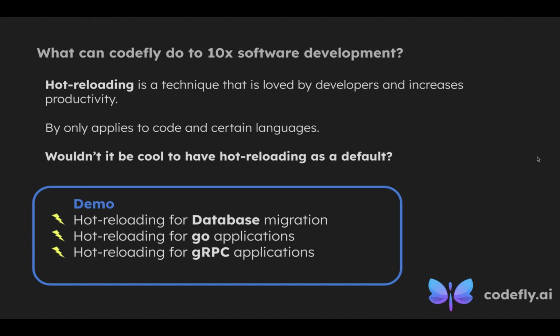So codefly with agents enables you to do that in a very generic way. I'm going to show you a very quick demo of how we can do that with database migration files, with Go applications that are fast enough to reload, and with gRPC schemas. All these contribute to let you focus on your code and gain a lot of productivity. So let's jump right into the example.